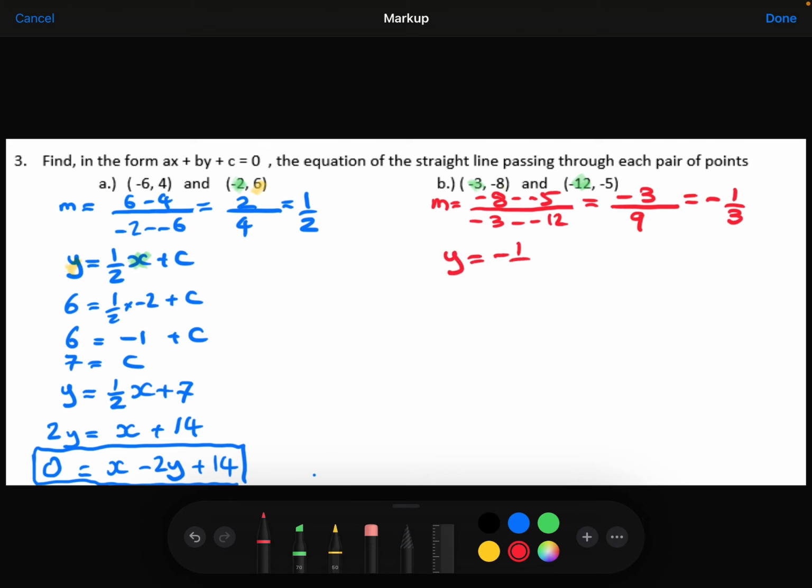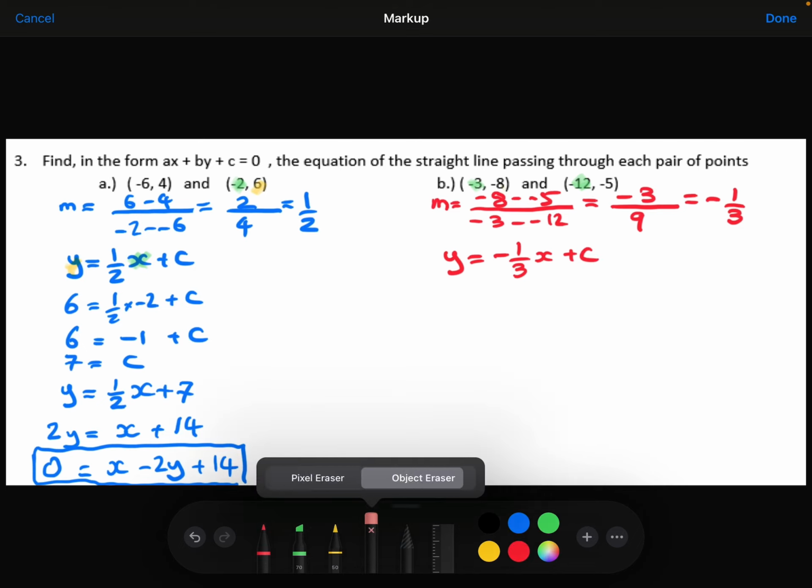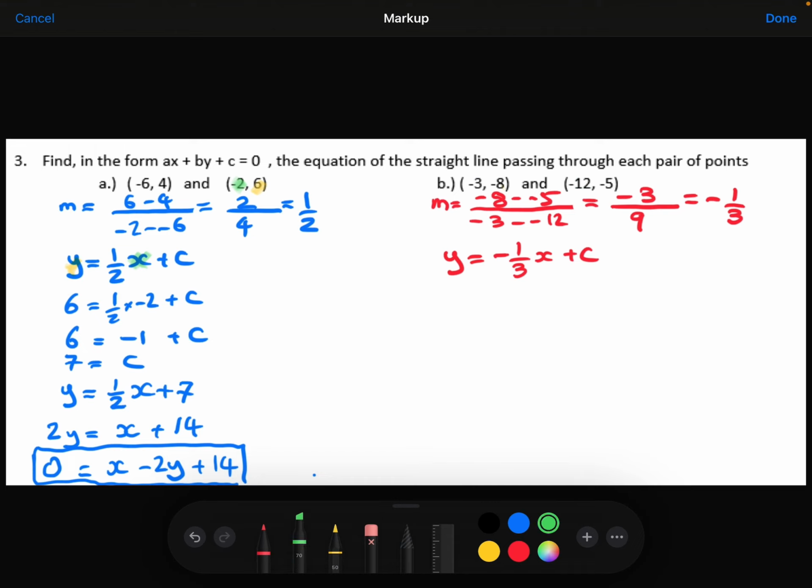I can now do y equals mx plus c. And I can choose either of these points to substitute in. I'm going to choose this one here just because the numbers are smaller. So when x is minus 3, y is minus 8.